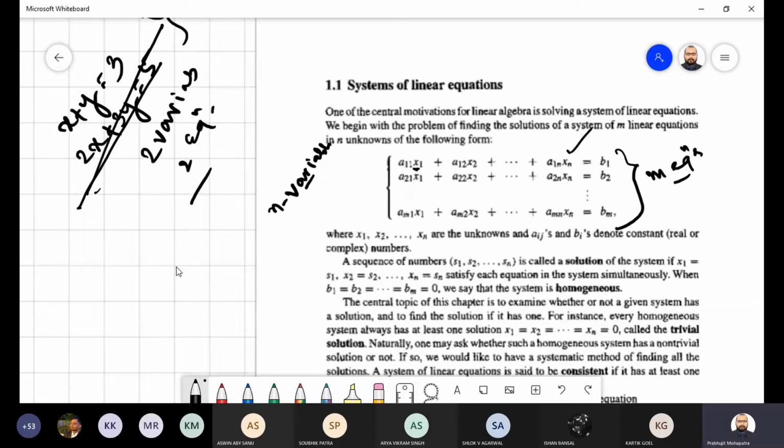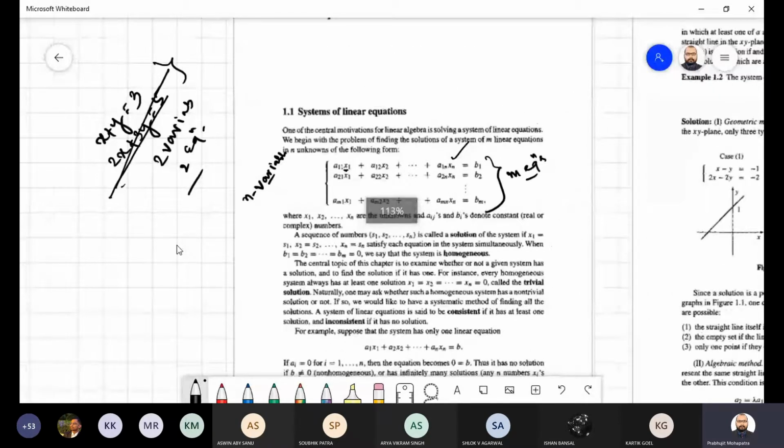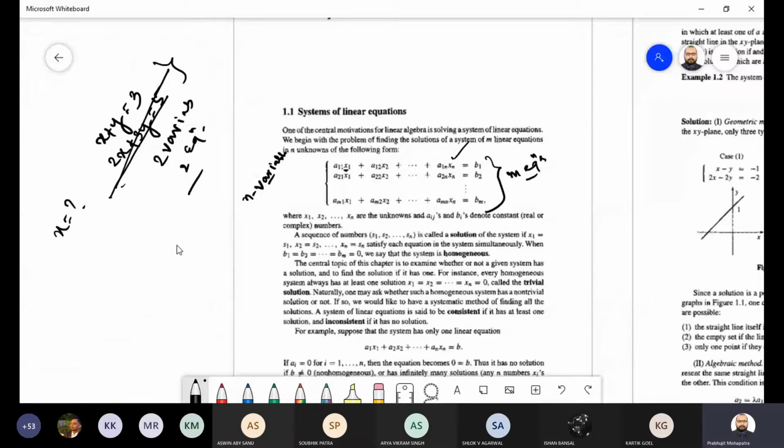And here what you need to find, why you are solving these equations, is the value of x and the value of y. This is our target. In a system of linear equations, a linear equation means the degree should be 1. System means if you have more than one equation, whether 2 or 3 equations, that is called a system of linear equations. So a system of linear equations means you have so many linear equations.